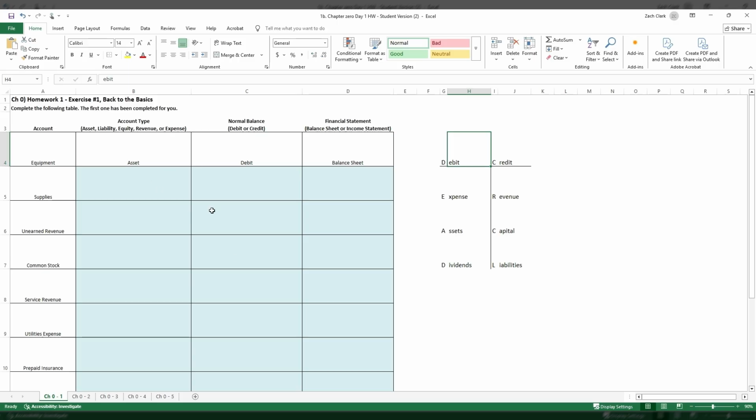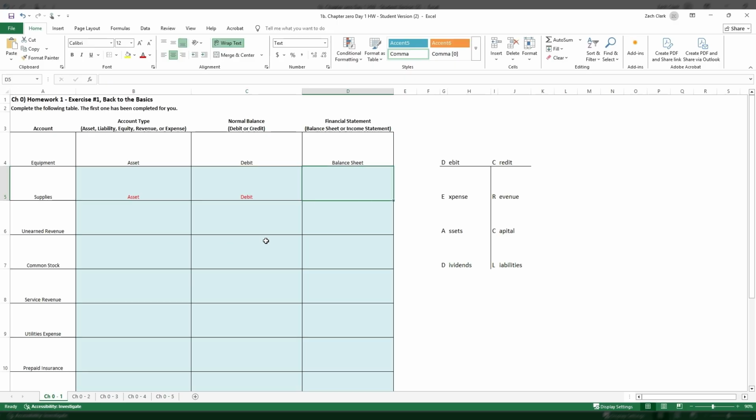And we can use that for this exercise because that's specifically what we're trying to get at here. Okay, so let's look at supplies. Supplies are something that a business owns and can use in the normal course of operations. And so that falls into the category of an asset.